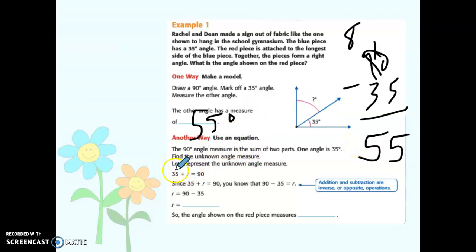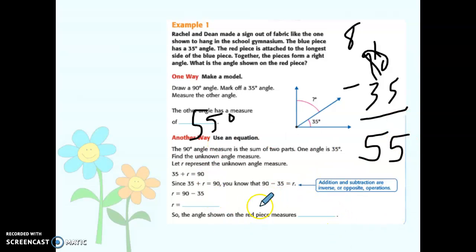So we use a variable. Here it's saying use the letter R. We're going to use a variable to represent our unknown angle. 35 degrees plus our unknown angle R equals 90 degrees. Okay, and so then we solve that, basically doing exactly what we just did right here.